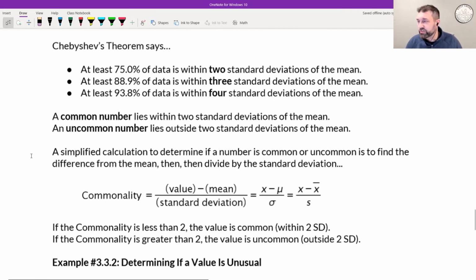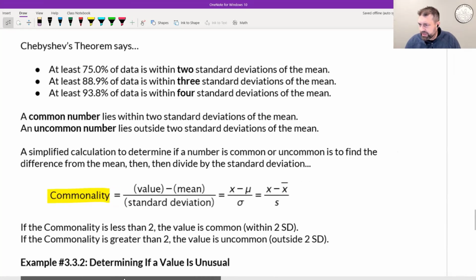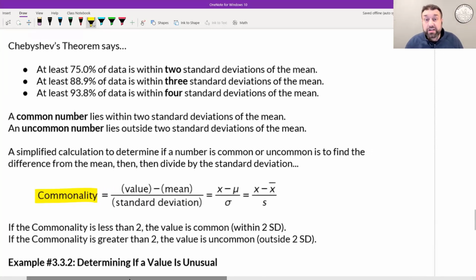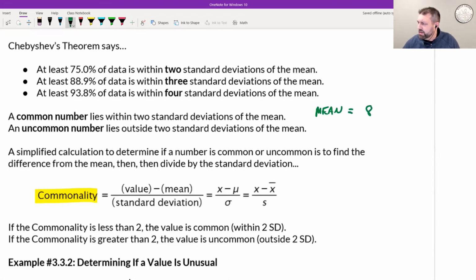Finally, the last part of Chebyshev's theorem, and this is important. This is pretty interesting. This is an idea called commonality. And let me set this up for you. Okay. So let's say I'm going to add a little bit of space here off to the side. So let's say that we give an exam. And the mean on the exam, let's say, was, how about an 84? 84% was the mean. So that was the average test score, 84%. And let's say that we calculated the standard deviation to be, how about 3? So 3 percentage points was the standard deviation.